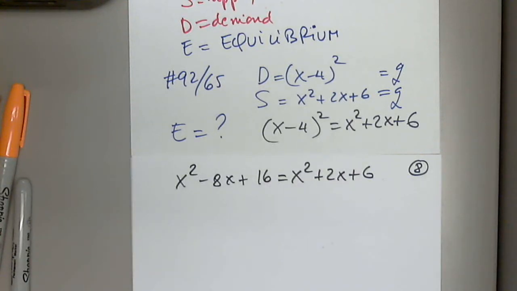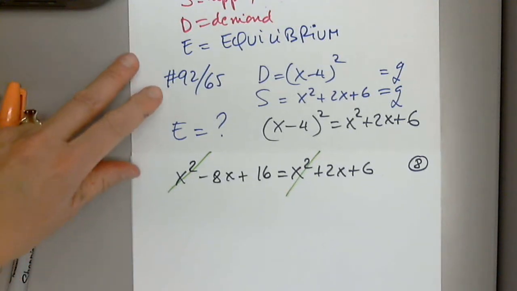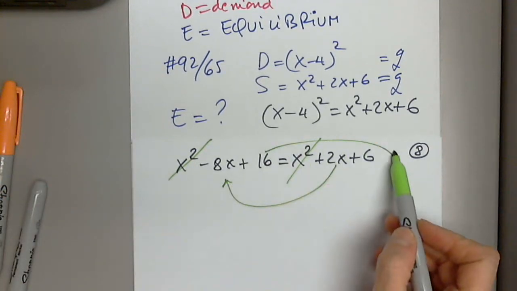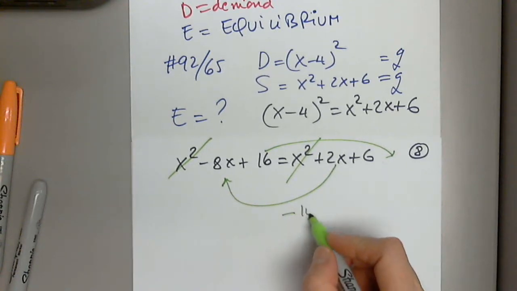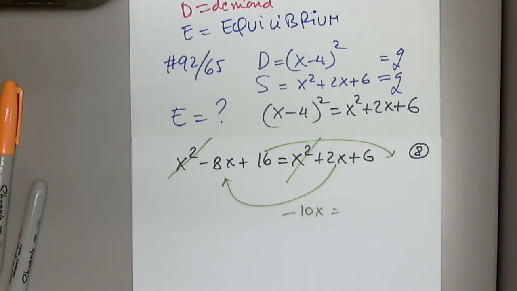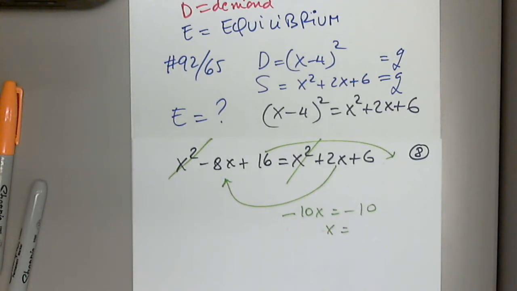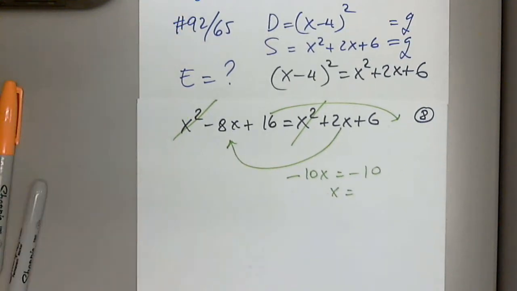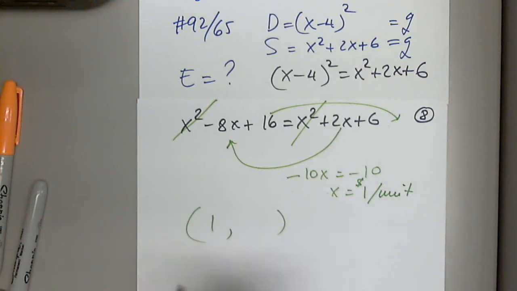And as I was hoping, these two go away and the equation collapses into a linear equation. That was my hope. I move 2x to this side and I move 16 to the other. When I move 2x to the left-hand side, what do I get? Negative? Very good. And when I move 16 to the other side, I get? Good. So then the price is $1 per unit.